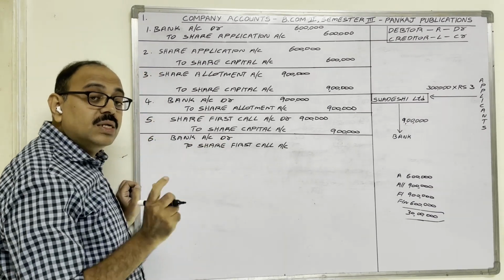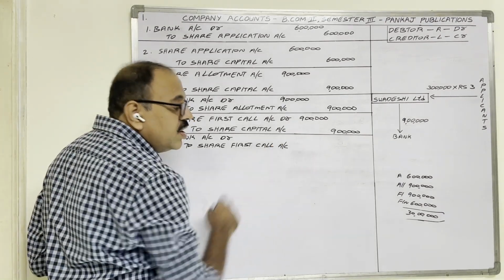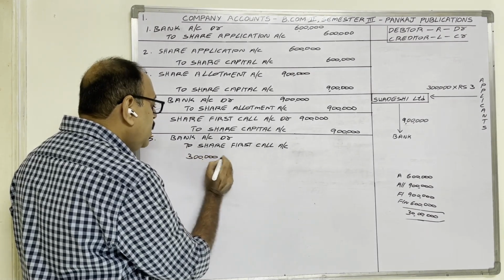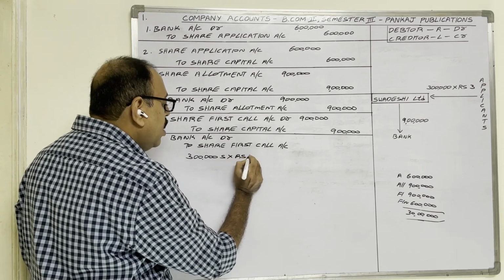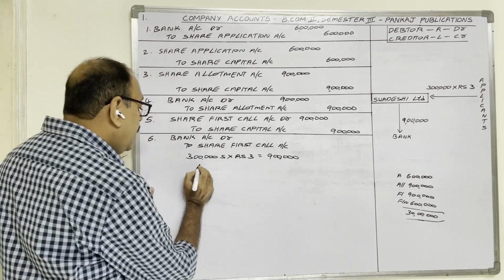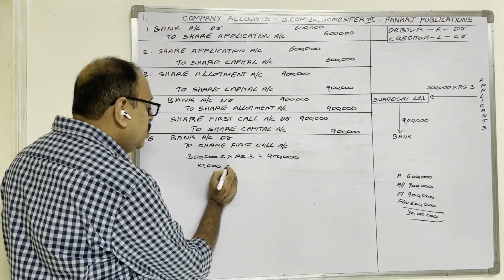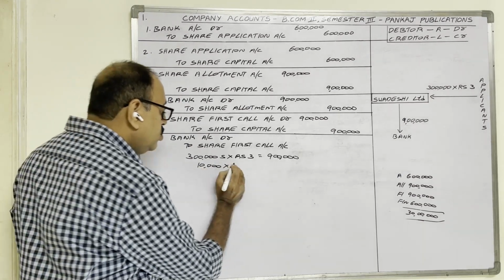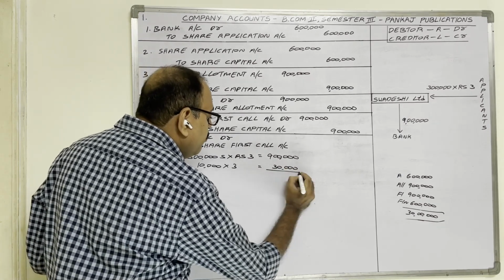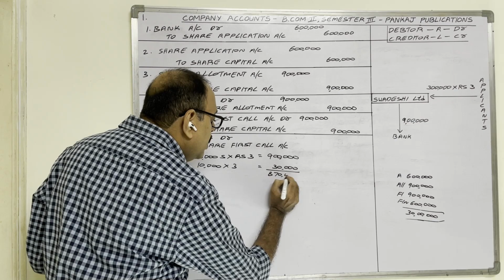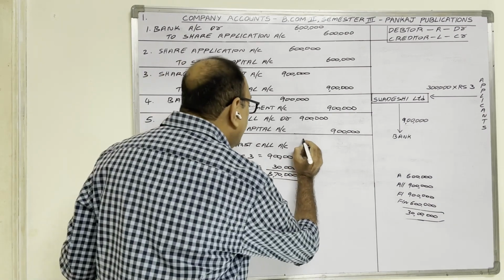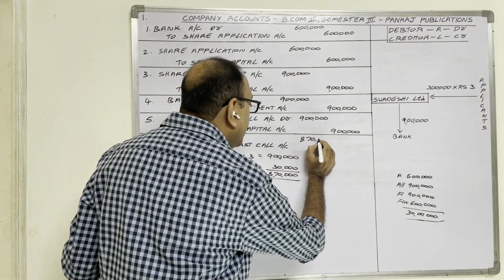But here there are calls in arrears. 9 lakh rupees we cannot write, because how much money should come? On 3 lakh shares at the rate of 3 rupees each, 9 lakh should come. But on 10,000 shares, first call money has not come. So 10,000 into 3 rupees, 30,000 is not coming. Then finally, how much amount did the company receive? 8,70,000. So in sixth entry, we should debit and credit only 8,70,000.